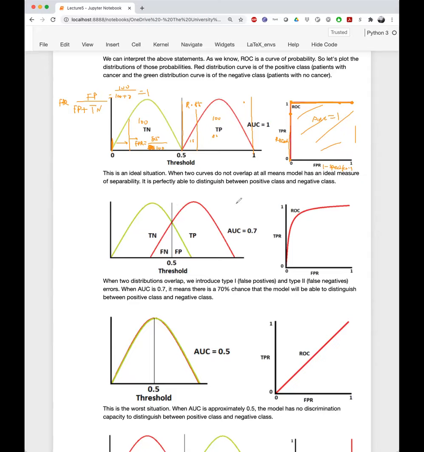In a less ideal case, let's say your model cannot clearly separate the two cases. So there's an overlap. In this case, you can think about it, let's move back to the crosses and squares.